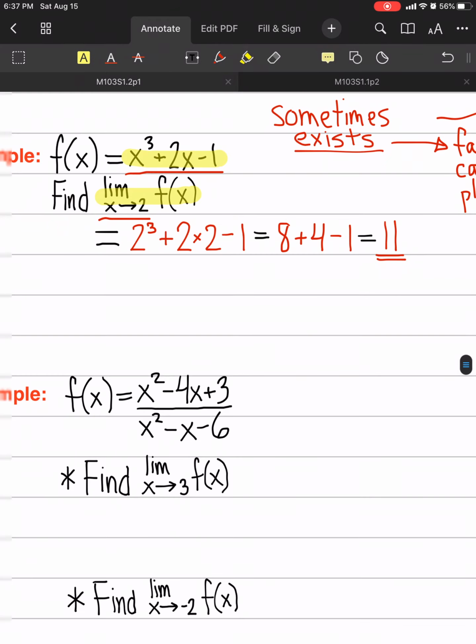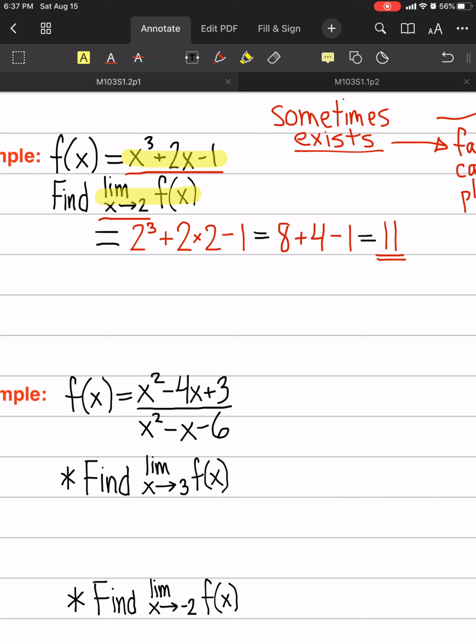So when we have a polynomial or some other kinds of functions, and we'll talk more about an entire list of what those are later on, but any polynomial, you can just plug in the value for x to find the limit. And that's what we did here. Okay, hopefully that makes sense to everybody. Of course, you can always ask questions if you have them.